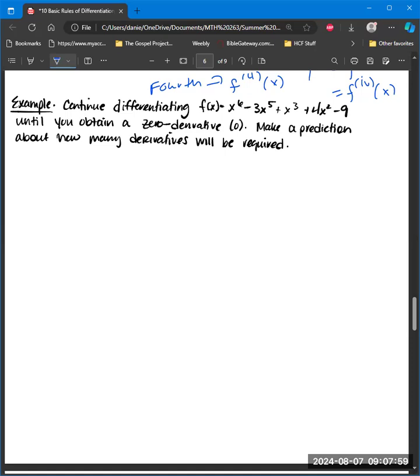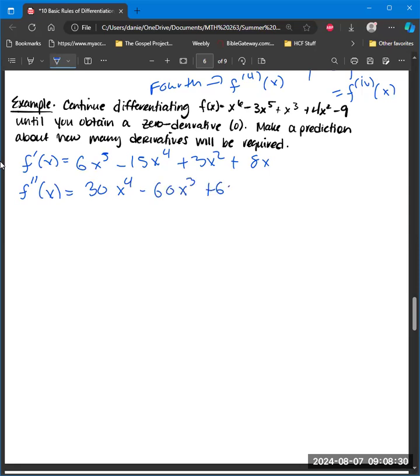I'm probably going to need 7 derivatives. So let's see here. My first derivative here is going to be f prime of x is going to be equal to 6x to the 5th minus 15x to the 4th plus 3x squared plus 8x, and then that constant drops off. Then second derivative is going to be 30x to the 4th minus 60x to the 3rd plus 6x plus 8.